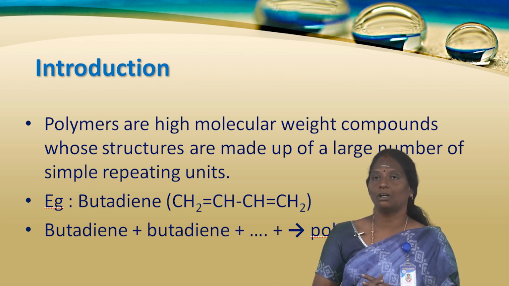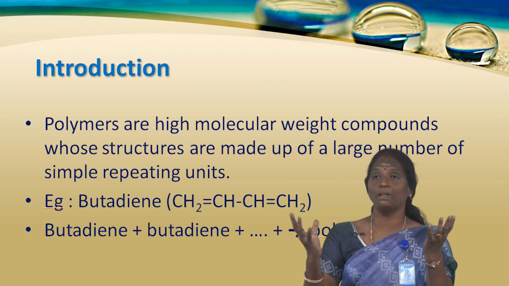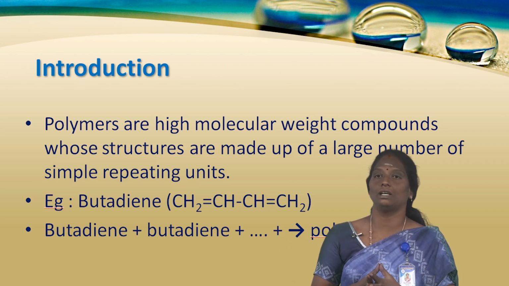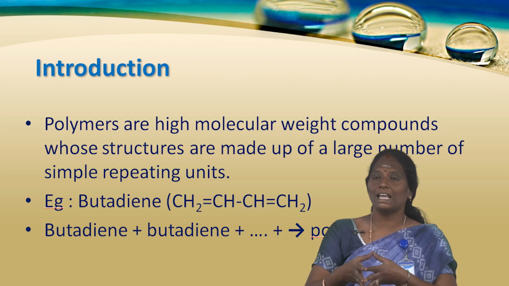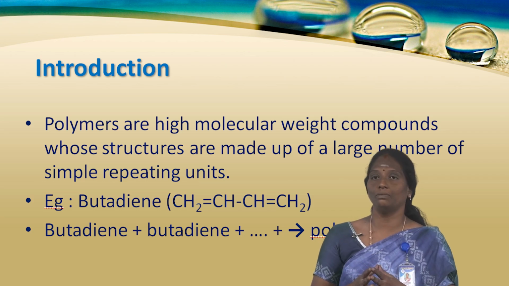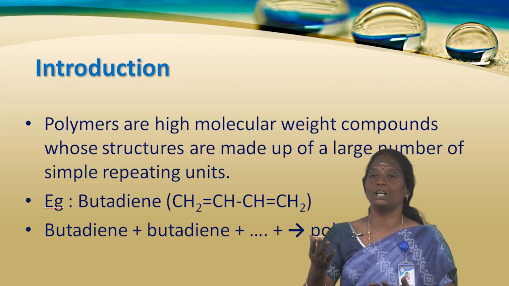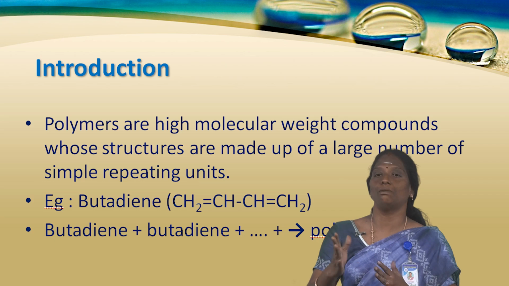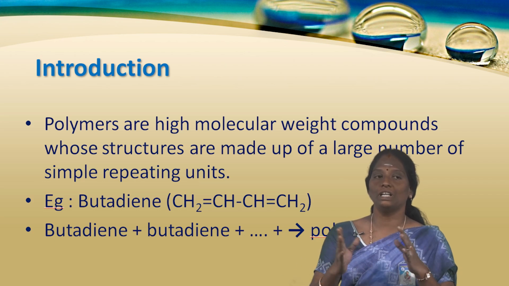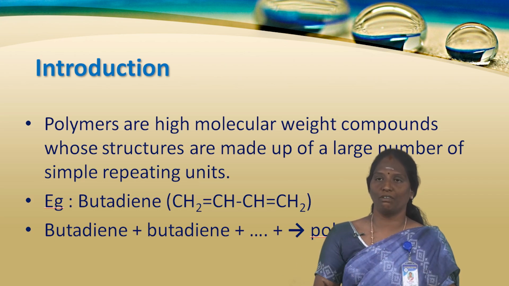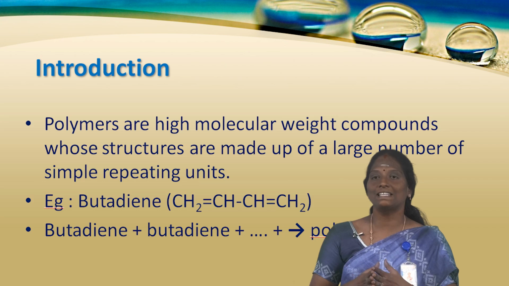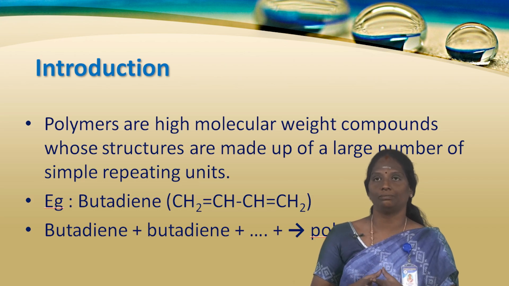Small molecules are combined to form a big molecule, that is called as polymers. It can be formed from one or more chemical compounds. So, for example, we take butadiene. It is a simple molecule. The combination of more number of butadienes forms polybutadiene. So, this is an example for polymers.